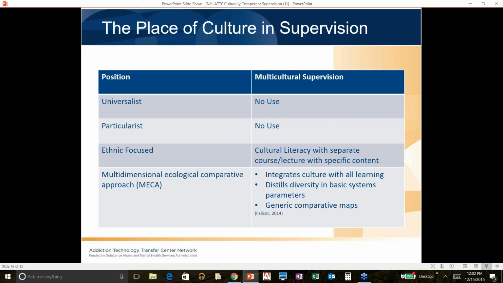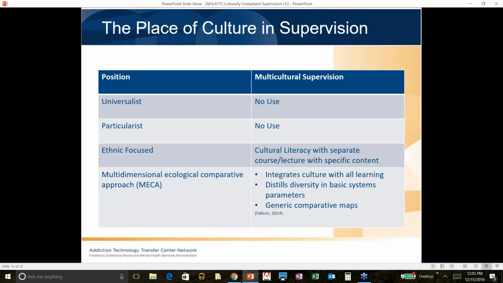So now I'm going to get to the nitty-gritty of the place of culture in supervision. There are a couple of different models of supervision. Some of them I like a little bit more than others. The universalist perspective of culture is pretty much saying that if you know enough, if you know about Hispanic Latinos, you've read a book, you've looked at a website, that's really all you need to know.